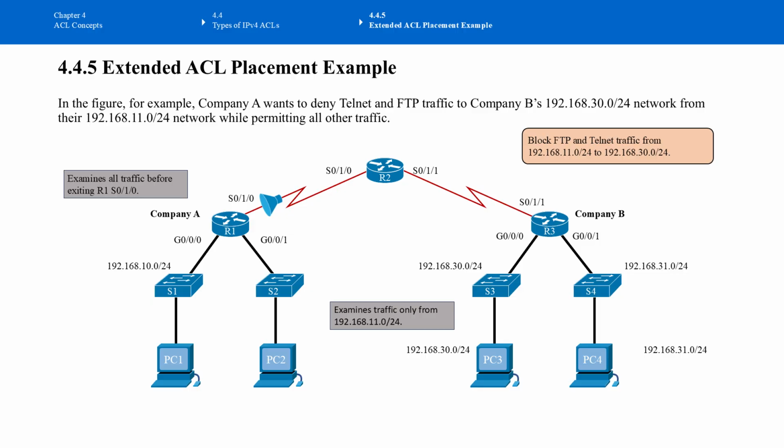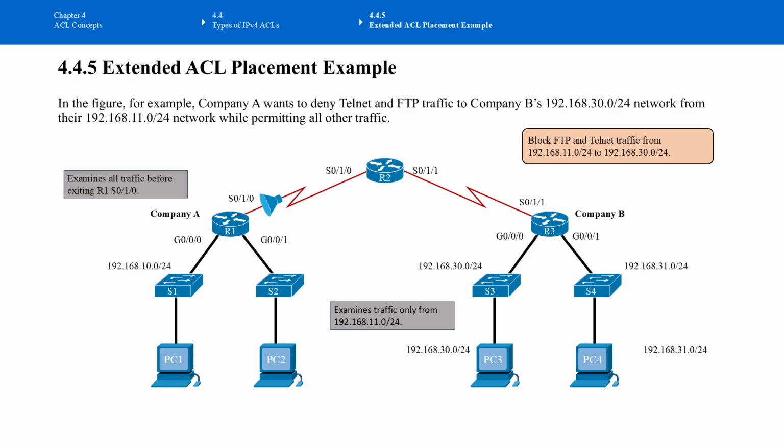In this figure, Company A wants to block FTP and telnet traffic. The source is 192.168.11.0/24. The destination is 192.168.30.0/24. And we're going to permit all other traffic. The extended ACL should be placed close to the source on R1. There are two possible locations.